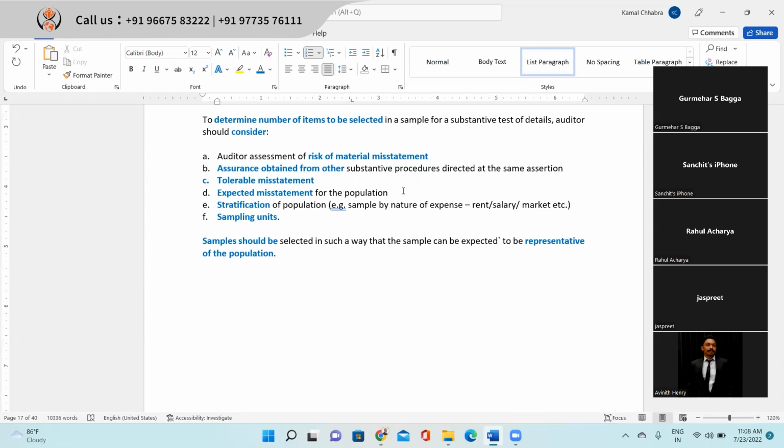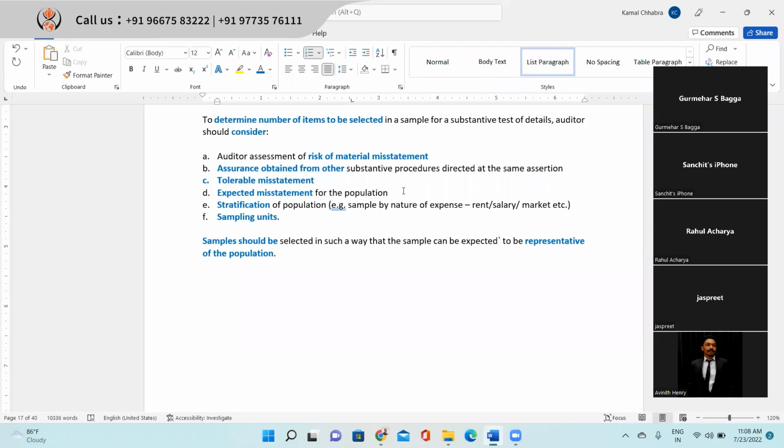Before selecting the sample from any population, it is mandatory for the auditor to assess the risk, which we have learned in chapter 3 earlier. Risk of material misstatement we discussed in detail, right? Hope you remember in chapter 3, RMM. Yes, sir. Right?